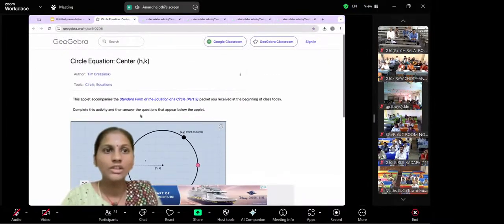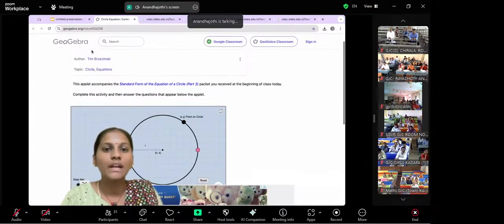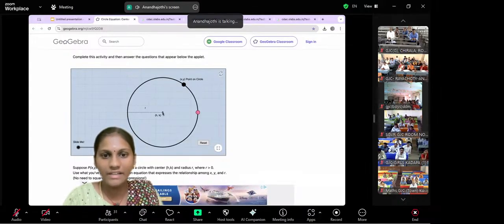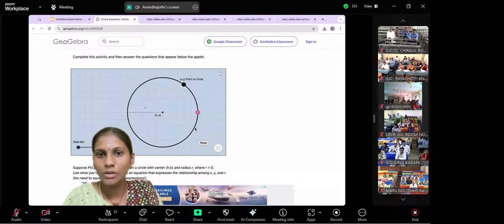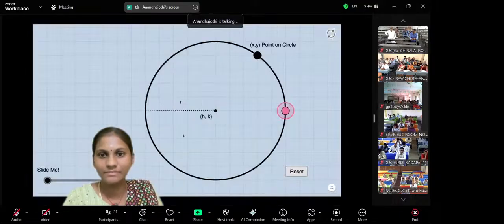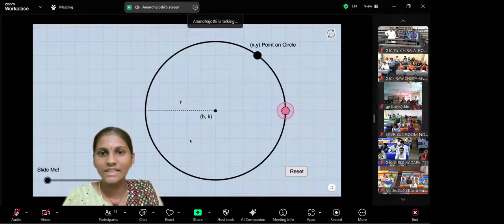Okay. So this simulation, I have taken from GeoGebra and another simulating website. The first thing is, here there is a circle and its center is h, k and its radius is r. On it we are going to make a point on the circle, x comma y. This pink point is to reduce and increase the circle size. By using this, I can increase and decrease the circle's diameter.